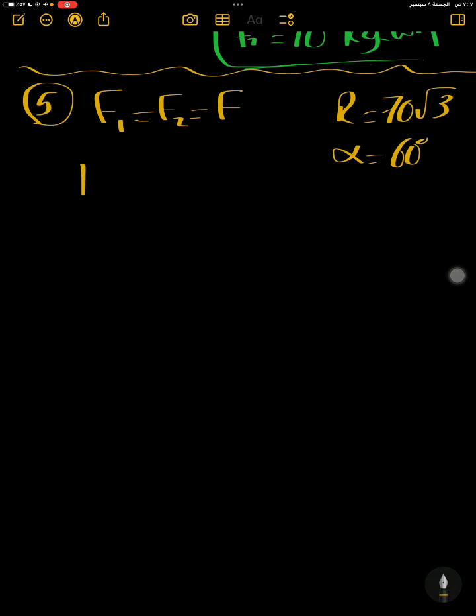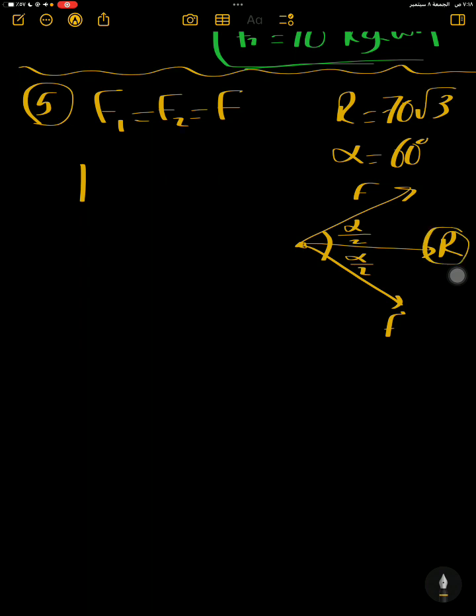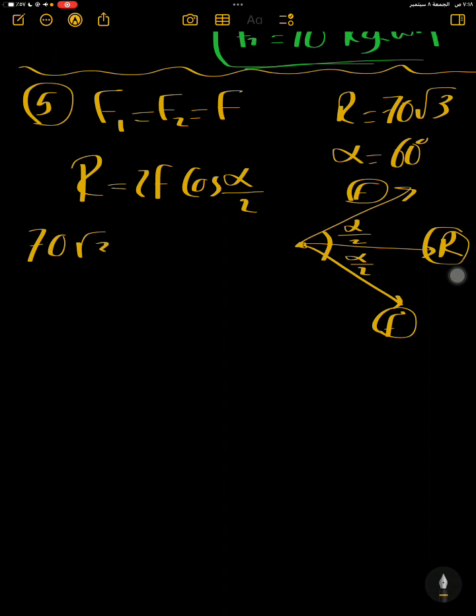If the two forces are equal, F1 equal F2, then resultant bisect the angle between the two forces. If this angle is alpha, so this angle will be alpha over 2 and the other angle will be alpha over 2. How can we find the resultant in this case? Resultant is equal F plus F means 2F cosine alpha over 2. Resultant equals 70 root 3 equals 2F cosine alpha over 2.